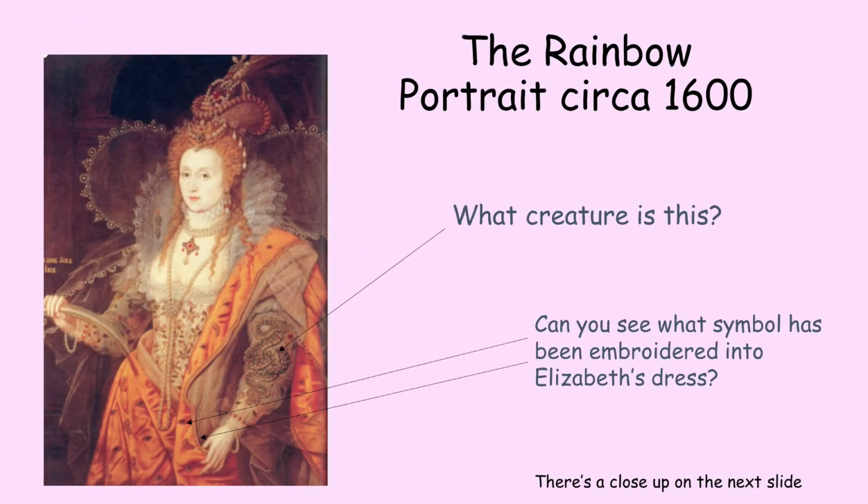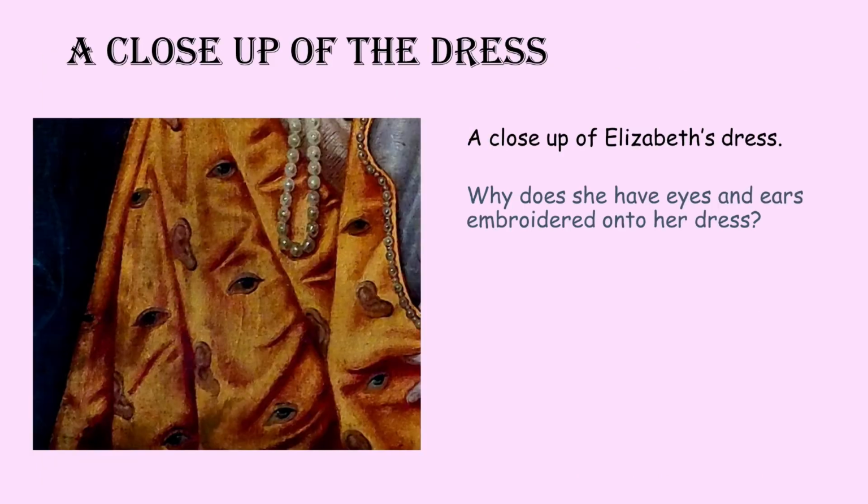The rainbow portrait. Now this one is a really interesting one with lots of details. Have a look closely at her arm. What creature do you think this is? And if you look even closer, can you see what symbols have been embroidered onto the dress? Now the next slide is a close-up of those symbols. Here it is. Here's the close-up.